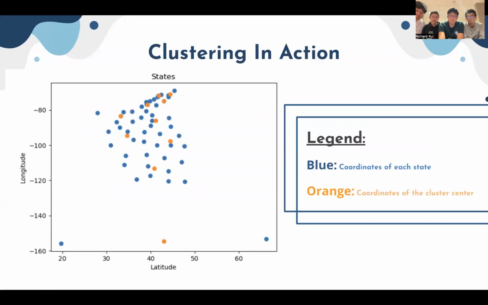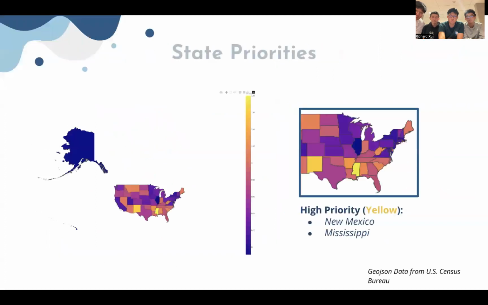Here is Lloyd's algorithm in action. The blue dots represent the coordinates of each state, whereas the orange dots represent the coordinates of the cluster centers.